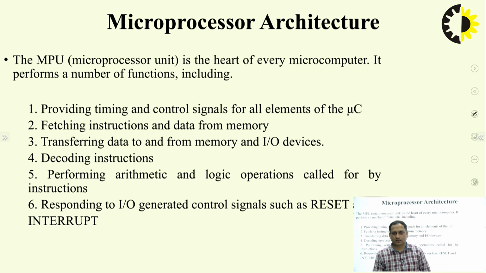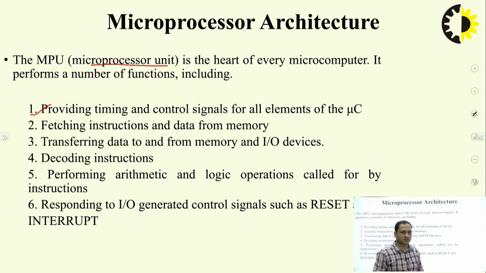So in the microprocessor architecture, as we have discussed, these are the things we require. The microprocessor unit is basically called the heart of the microcomputer. Suppose there is no microprocessor, in that case your microcomputer is nothing, just a junk of small things. Okay, so the microprocessor is the main part of any computer, which performs a few functionalities. So how is it defined? It provides the timing and control signals for the elements of the MPU.